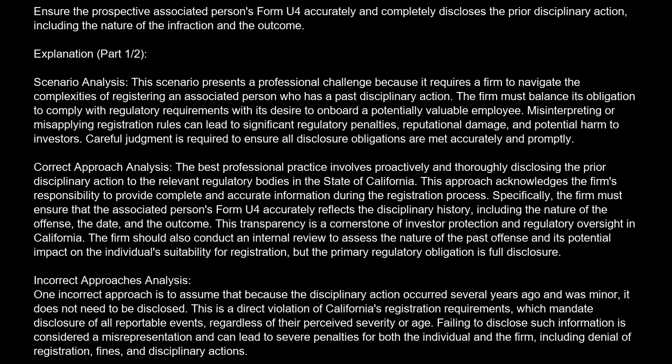This is a direct violation of California's registration requirements, which mandate disclosure of all reportable events, regardless of their perceived severity or age. Failing to disclose such information is considered a misrepresentation and can lead to severe penalties for both the individual and the firm, including denial of registration, fines, and disciplinary actions.